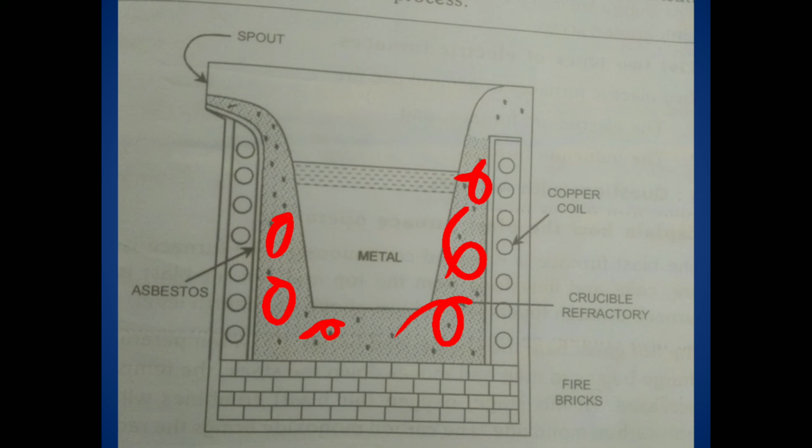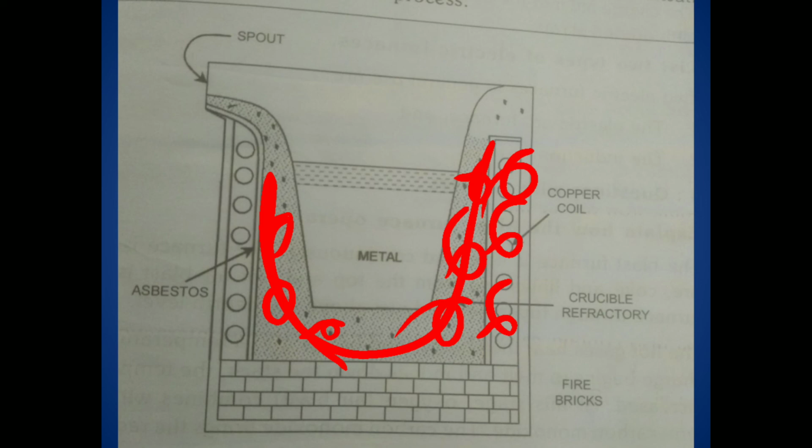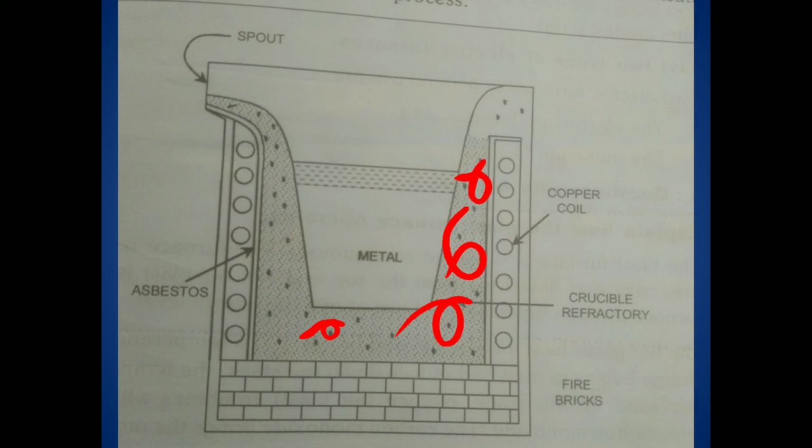Okay, and this crucible is surrounded by water cooled primary copper coils. This charge is surrounded by copper coils. This is a water cooled primary copper coil. The space between the crucible and these copper coils, that means this gap, is filled with sand or some insulating material.